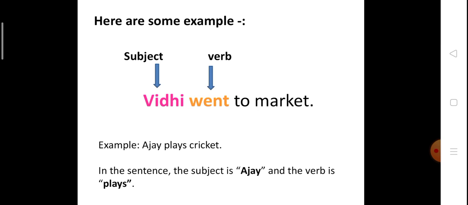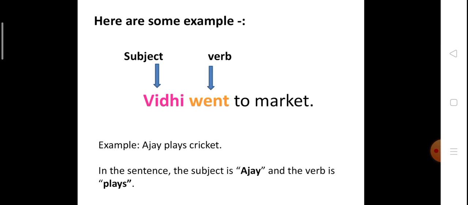For example, the sentence is Vidhi went to market. Now here, who is performing an action? Vidhi is performing an action, that's why she is the subject. What action is she doing? She went to the market. So here went is the verb. And whatever information is given to us about where she went, the market, that is the predicate.